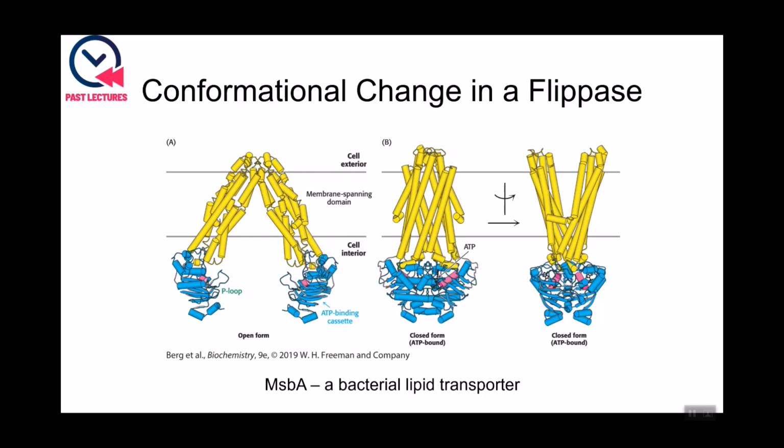On the left is the open form where ATP isn't bound. And then once ATP does bind, this is what's helping drive or change that conformation in the membrane protein structure, allowing for the lipids to be transported from one face to the other.